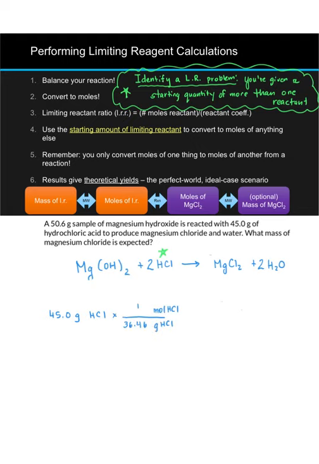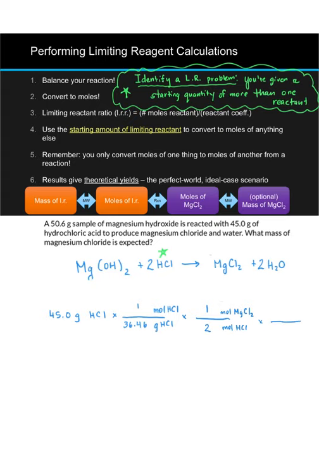To go from moles of hydrochloric acid at this point into moles of magnesium chloride, we take advantage of our chemical reaction. Moles of HCl convert to moles of MgCl2 by using coefficients from the reaction above. Coefficient in front of MgCl2 is 1, in front of HCl is 2.